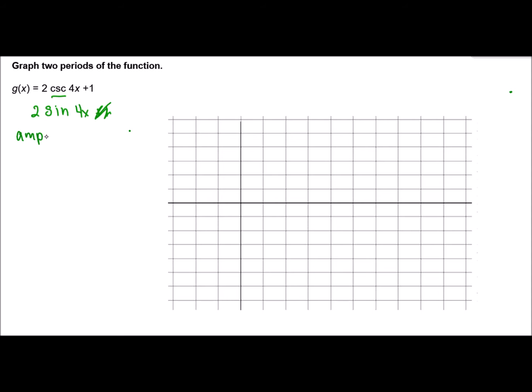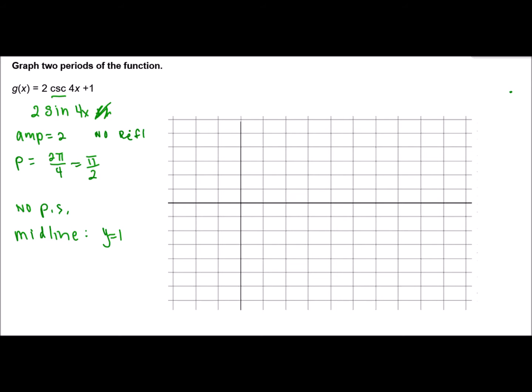We've got an amplitude of 2, no reflection. Our period is 2 pi over 4, or pi halves. There's no phase shift, right? No parentheses means there's no phase shift. We do have a midline change, though. Now it's going to be at y equals 1, but we'll deal with that very, very last.